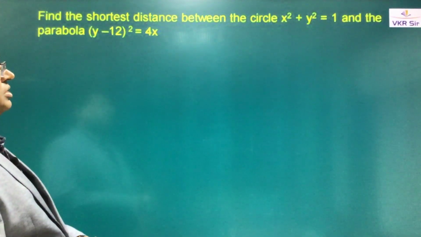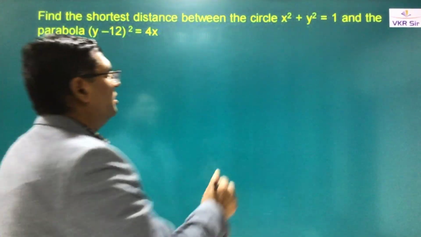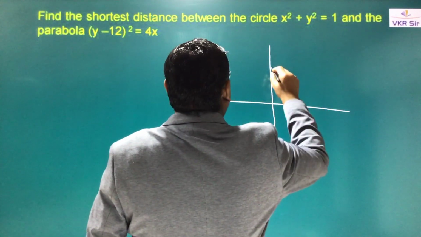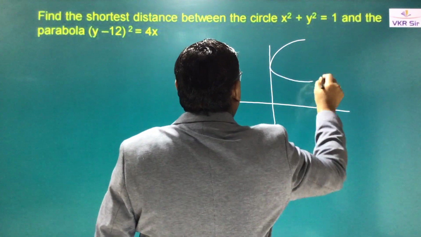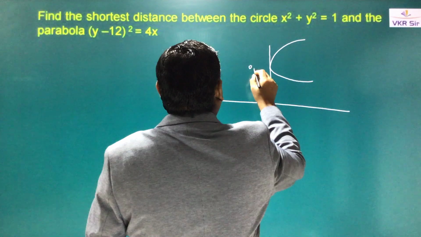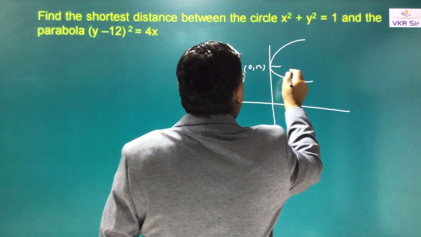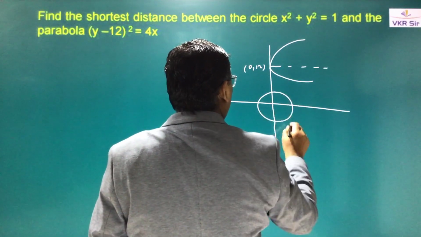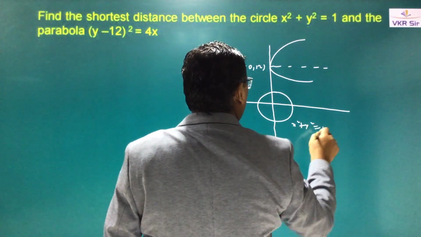Find the shortest distance between the circle and the parabola. So let's draw the circle and the parabola. The parabola is shifted here. It is somewhere like this. Its vertex is at 0, 12. All right. And this circle, x square plus y square equal to 1, is here.